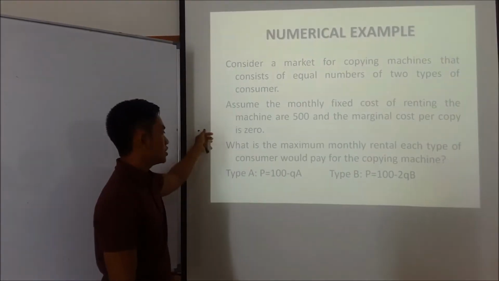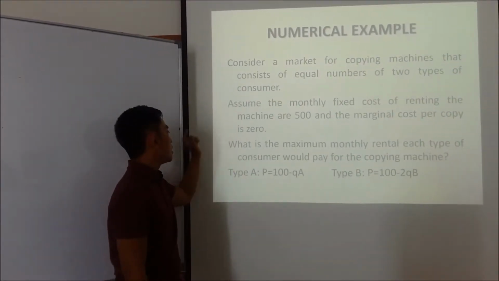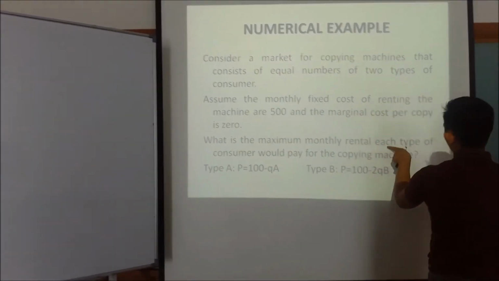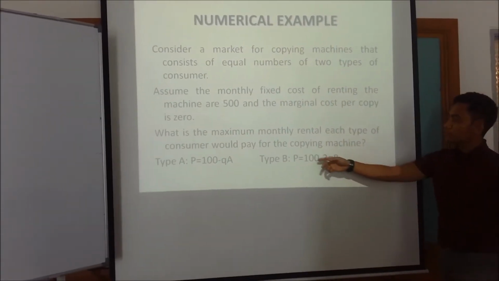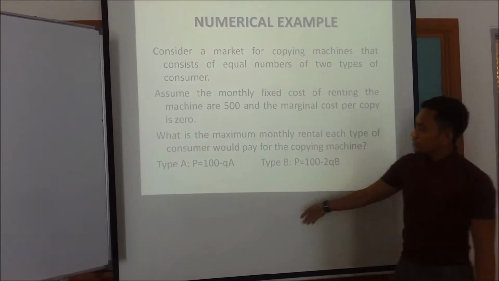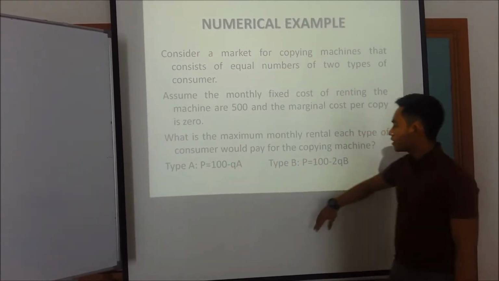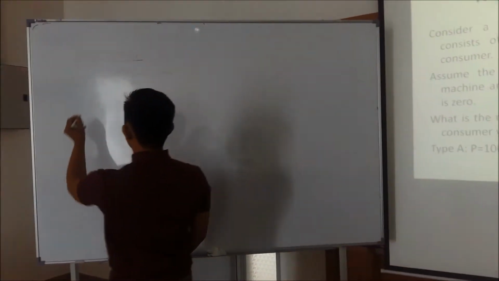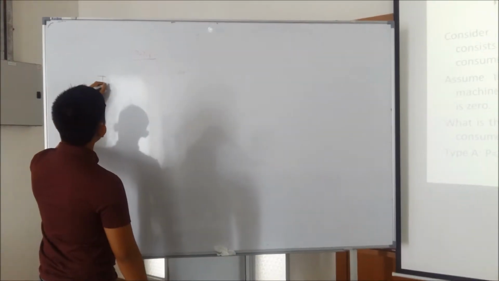The first question we want to do is this. What is the maximum monthly rental each type of consumer would pay for the copying machine? There are two types, type A and type B. The first question is type A.